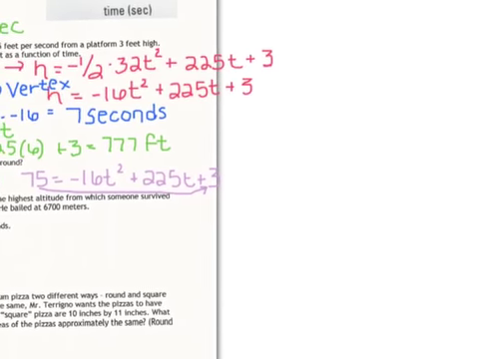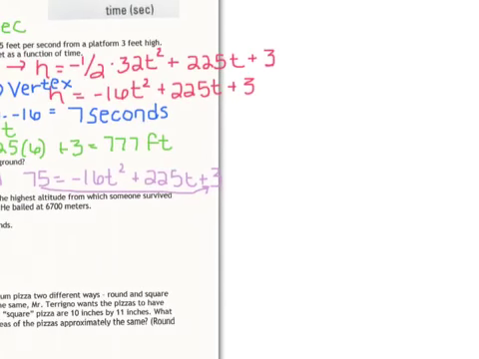Okay. And so here's what my equation is going to look like when I do that. I would end up with 0. Again, I'm subtracting 75 from each side, plus 225t, and then I had 3 and I subtracted 75, so now this is negative 72. And now I'm going to launch into the quadratic formula.